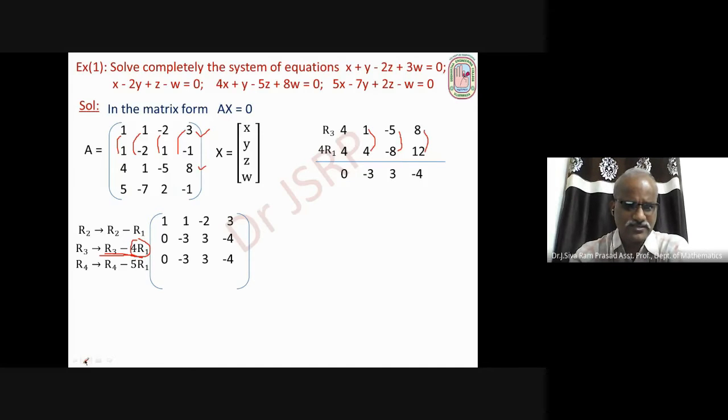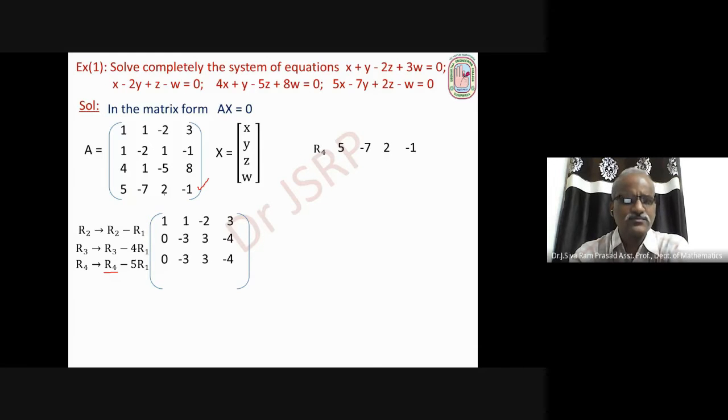Okay. Next, calculate row 4 operation. So first take R4. This is fourth row. So 5, minus 7, 2, minus 1. Then calculate 5R1. So this is first row. Multiply first row by 5. 5, 5, minus 10, 15. Subtract. 5 minus 5, 0. Minus 7 minus 5, minus 12. 2 minus of minus 10, that is 12. Minus 1 minus 15, minus 16. So write in fourth row, 0, minus 12, 12, minus 16.